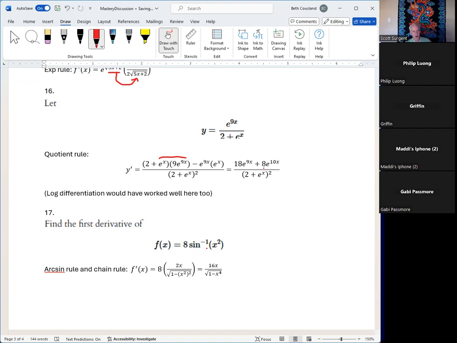So the derivative formula for arc sine is 1 over radical 1 minus quantity squared. So here the quantity is x squared, so that actually goes right here. The derivative of x squared is 2x. That goes up here. Leading 8 is just sitting out front. And then I just cleaned it up. 8 times 2 is 16x. And then you get x squared squared is x to the 4. And let's see if it makes that neat little box again. I guess it didn't do it this time. All right. Any questions on those two?